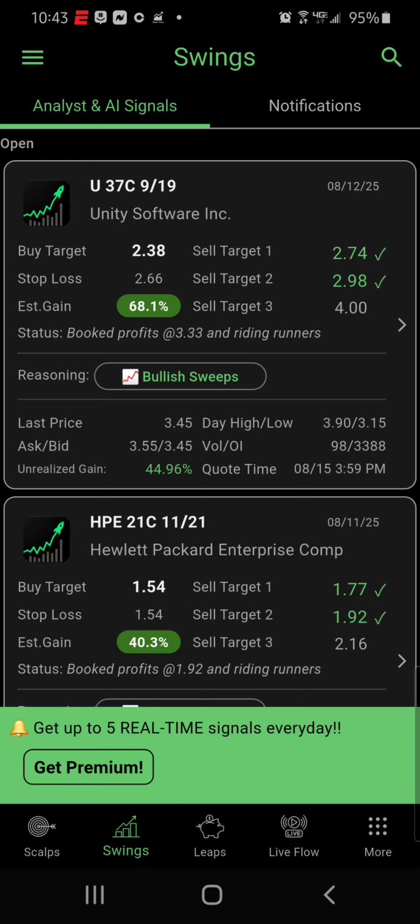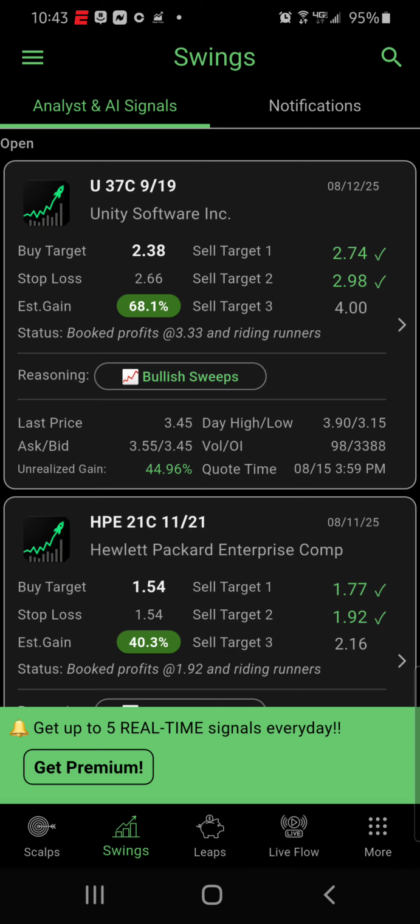Okay. Don't worry about the estimated gain, because that's going to change. Right now, it's telling you if you was in that option play right there, you are up 68.1%. So you're winning big on it. The sell target one is whenever you feel comfortable, you want to take your money and get out. You remember you bought it at $238 for the buy target. That sell target right now, that first one to get out was $2.74, basically $274. So you pretty much made almost $40 right there.